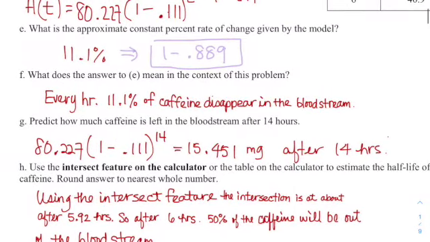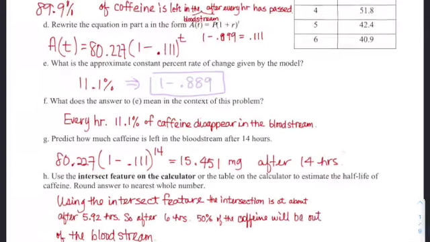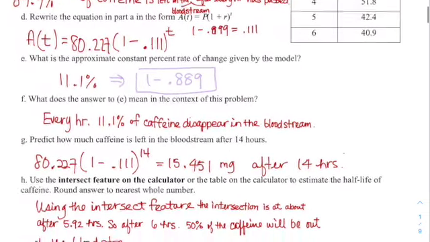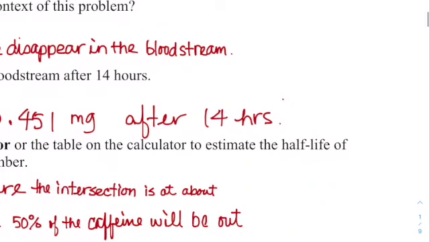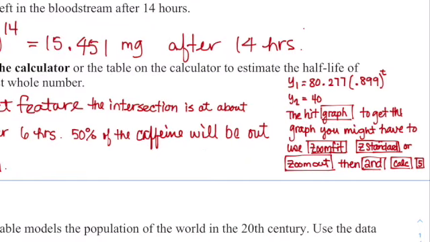Round the answer to the nearest whole number. You are going to put in the equation. I'm going to write down all the equations for you and discuss it. On the calculator, please enter y1 equals 80.277 parenthesis 0.899 to the t power, or use the x.